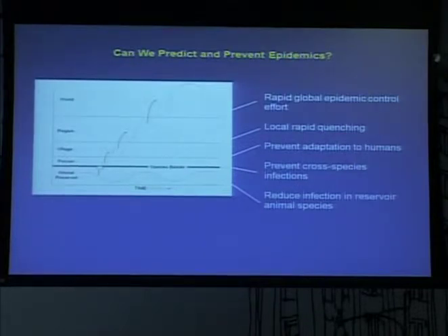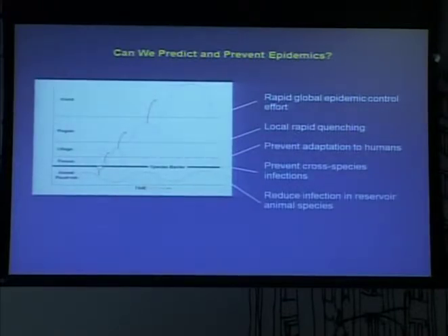So starting at the bottom, reducing infection in the reservoir animal species. It's not going to be easy. I don't know how we're going to reduce infections in gorillas in Central Africa. That's going to be a challenge. But we can reduce infections in avians, in chickens and ducks and things like that. The Chinese have been using vaccines in a lot of countries in Southeast Asia, H5 vaccines for some time now, trying to reduce H5 influenza.